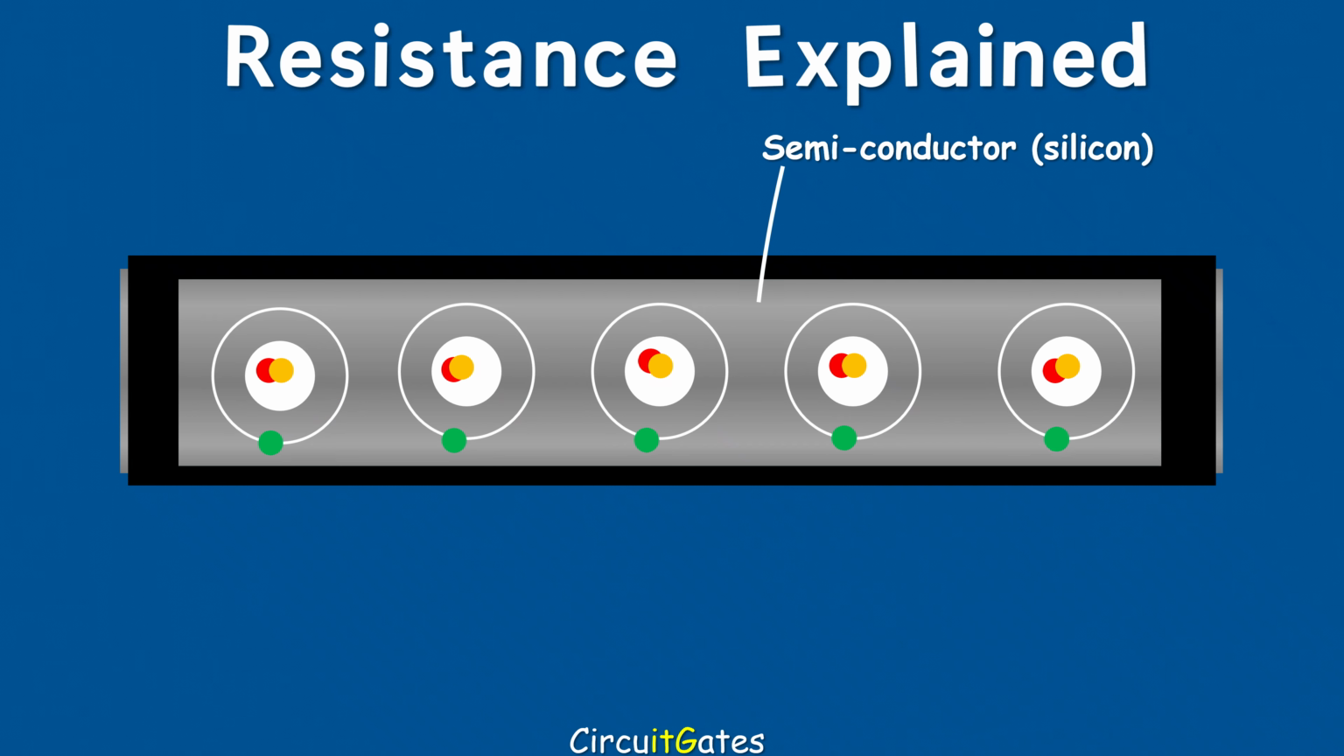Semiconductors are materials that lie between conductors and insulators. If we increase the temperature of semiconductors, they become conductors, and if we reduce the temperature of semiconductors, they become insulators.